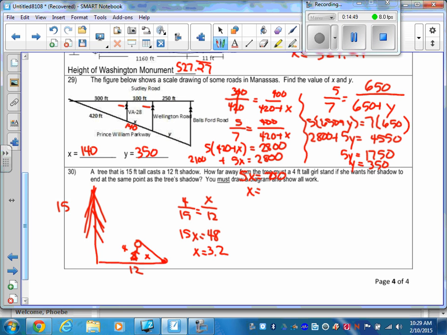Well, that's not the answer to the question because the question said how far away from the tree does she need to stand? So remember, this shadow is 12 feet. So she needs to stand 12 minus 3.2 away from the tree. So what is 12 minus 3.2? Is it 8.8? Did I do that right? 8.8 feet.